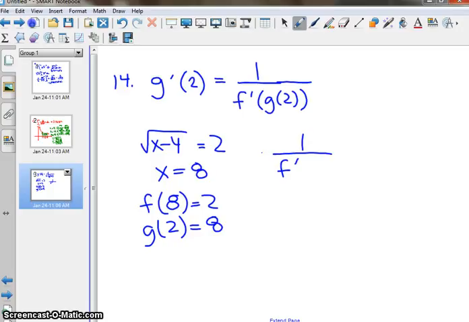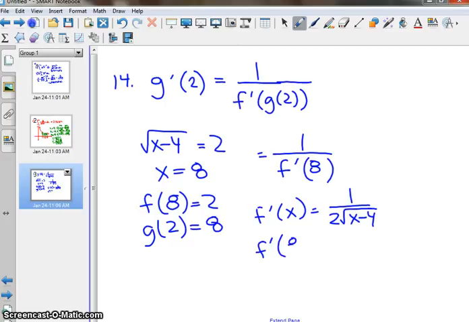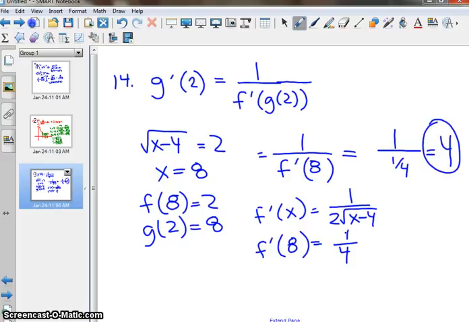So 1 over f prime of 8. My derivative equation is 1 over 2 square root of x minus 4. So I plug 8 into that, and I get a 1/4. 8 minus 4 is 4. Square root of 4 is 2. 2 times 2 is 4, so that is 1/8. So I finish my theorem, and I get 1 over a 4th, so the answer is 4. So g prime of 2 is equal to 4.